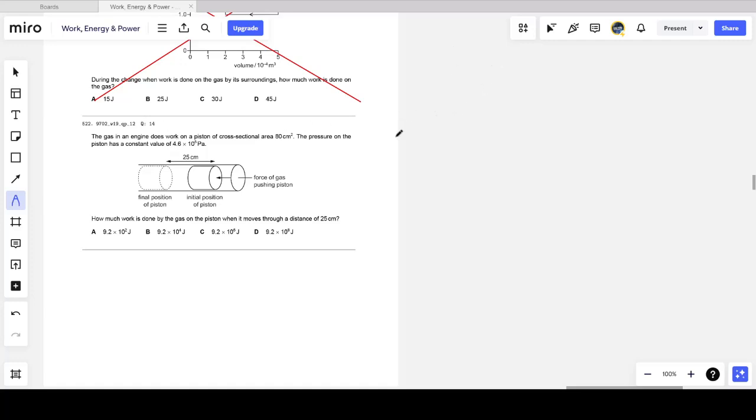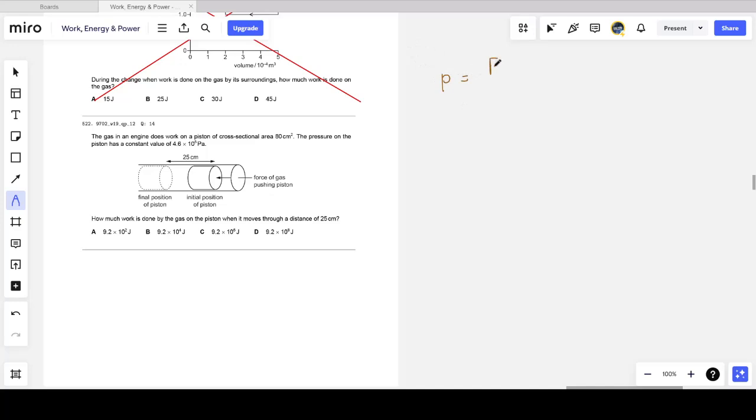We're told that a gas in an engine does work on a piston of cross-sectional area 80 square centimeters. The pressure on the piston has a constant value of 4.6 times 10 to the 5 pascals. And we want to know how much work is done by the gas on the piston when it moves through a distance of 25 centimeters. Okay, so again, the piston is moving in a certain direction. The force is applied in the direction of motion.